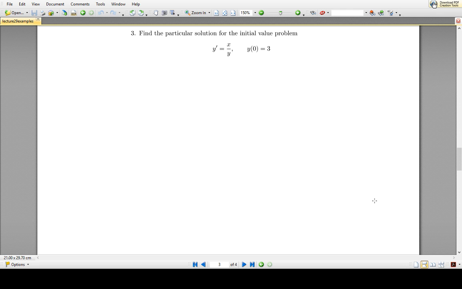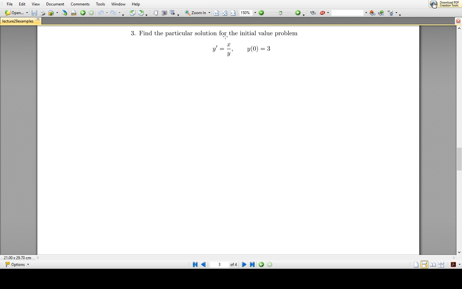In this question, we're supposed to find the particular solution for the initial value problem y prime is equal to x over y, subject to the fact that y at the point 0, x equals 0, is supposed to be equal to 3. So y at 0 is equal to 3. So this is a first order differential equation. First order because it only has a derivative of order 1, so a first derivative here of the unknown function y.